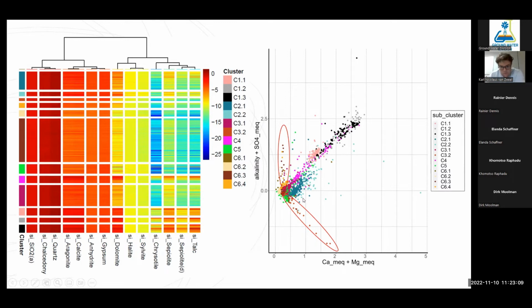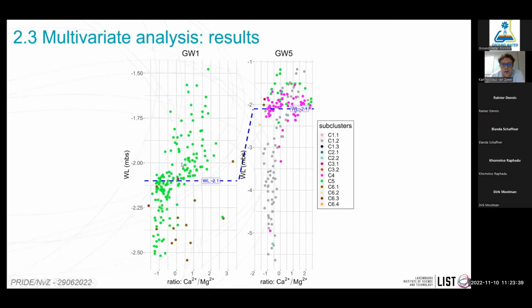So anyway, when you plot the raw data, the calcium plus magnesium milliequivalents against the total alkalinity plus sulfate, you can more or less explain most of the chemistry in the system, except for two special cases, and this is what's happening in the riparian zone, which I will discuss a bit later. So this heat map really gave us good insight into what minerals to consider in our model. So we again check if the clusters make sense.